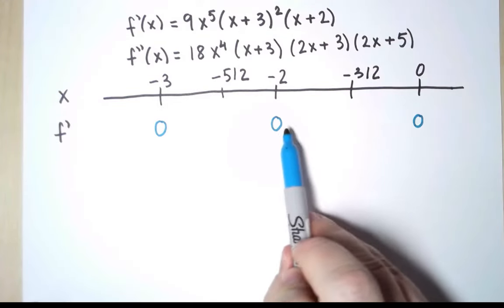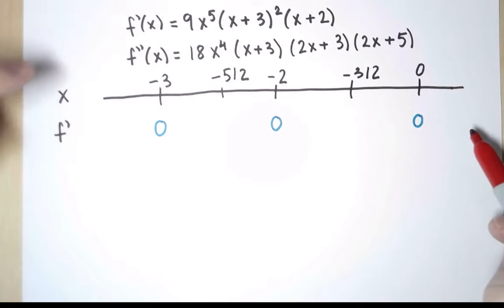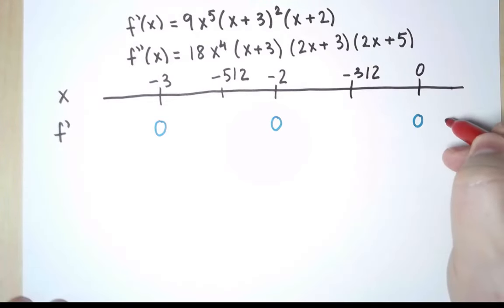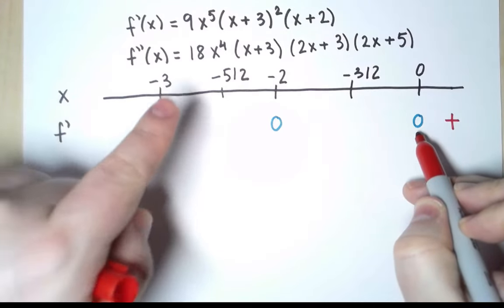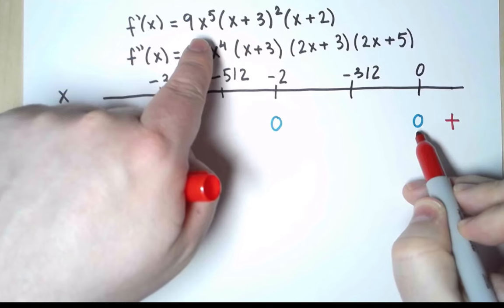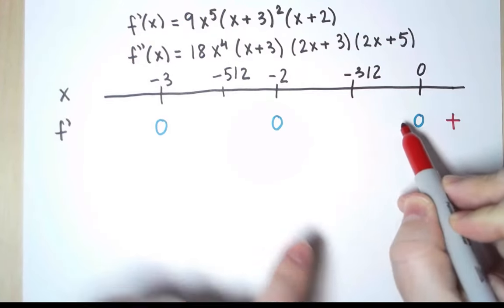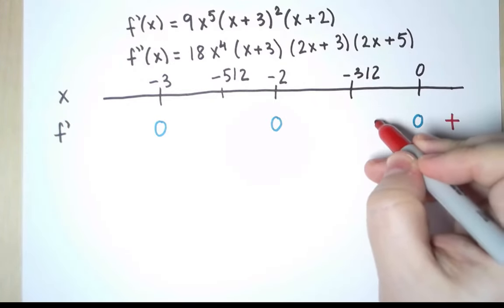And on the interval between any of these 2 points, the first derivative doesn't vanish and is continuous, so it's either always positive or always negative. For large values of x to the right of everything, this is going to be positive. At 0, the term that vanishes is x to the 5, and x to the 5 changes sign from positive to negative, so the product will also change sign from the right to the left of 0.